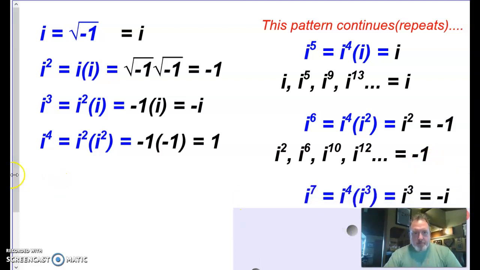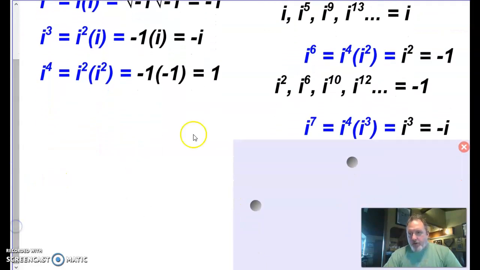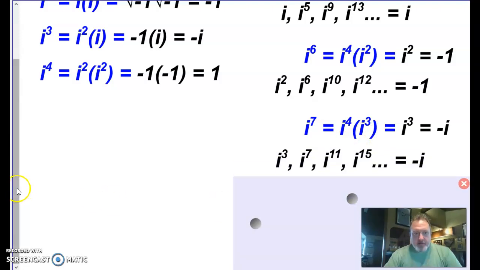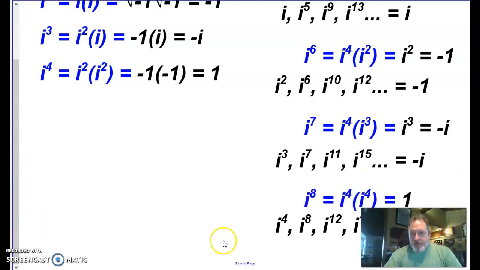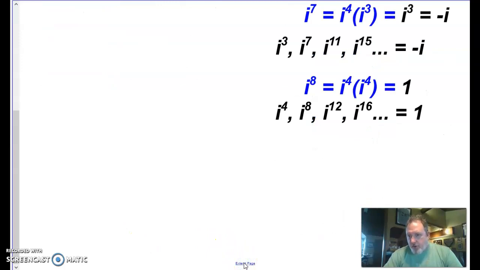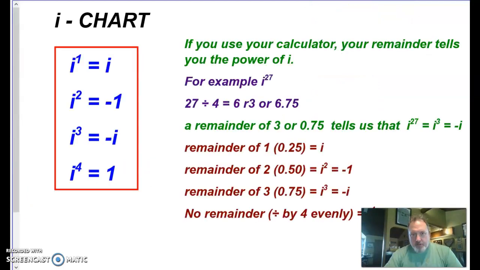If we get down here, let me bump this down for a second. If we keep going and add 4 to 3, i to the 7th, i to the 11th, i to the 15th, that's -i. And any multiple of 4, i to the 4th, i to the 8th, i to the 12th, i to the 16th, is going to keep equaling 1. As soon as we get back to 17, we're right back to the top again. It goes i, -1, -i, +1, and that keeps repeating. To sum all that up, we put it into what's called the i chart. This is our basic i chart, but again, it keeps repeating itself, so you've got to remember that.